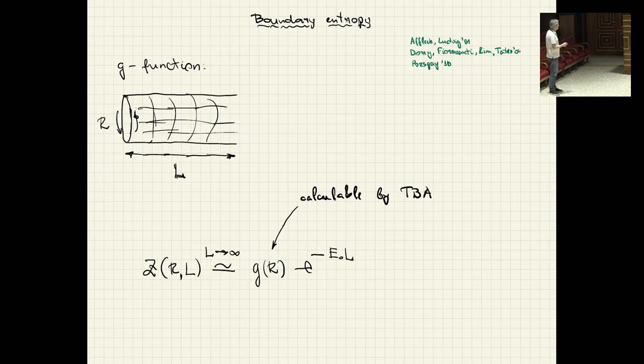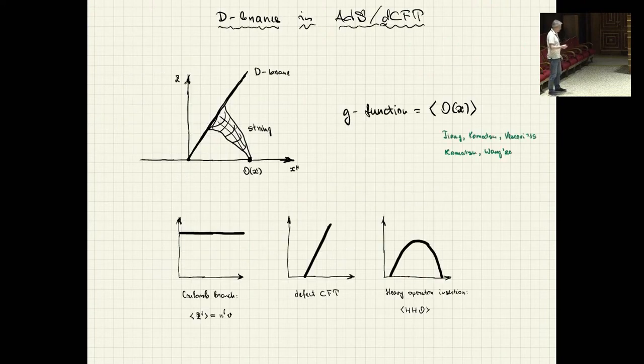If you think of this direction as time, this would be the usual Boltzmann factor. But then the prefactor will depend on the circumference of the string, and this is known as the g function in statistical quantum field theory. And if a QFT is integrable, then there is a generic method or idea how to compute this function through the thermodynamic Bethe ansatz.